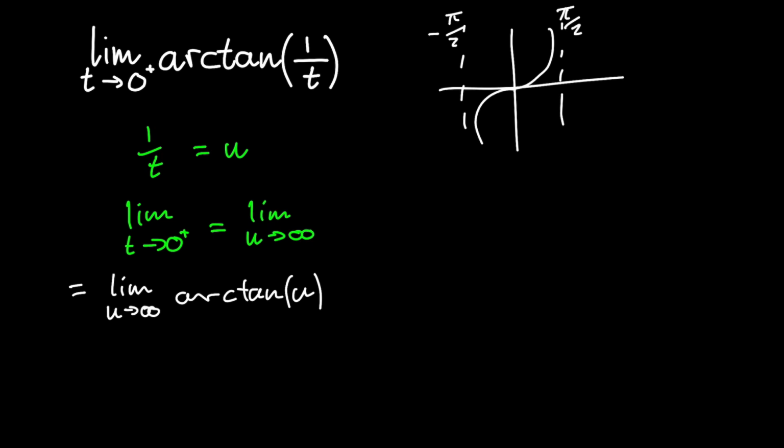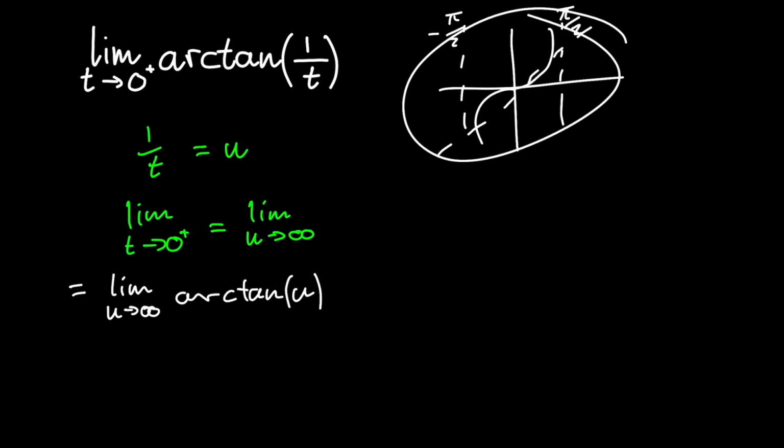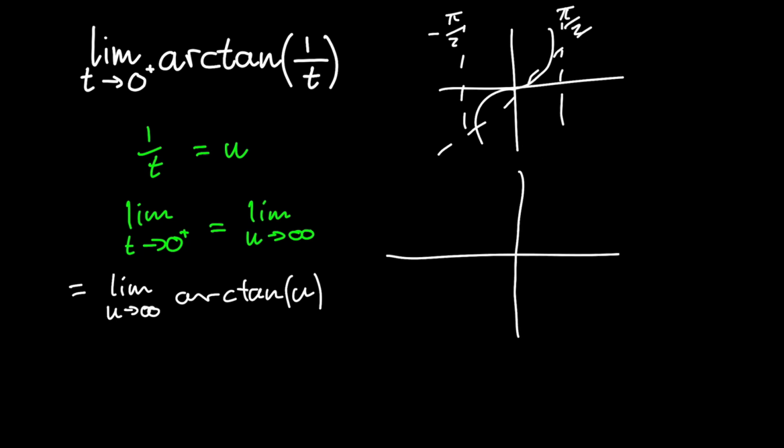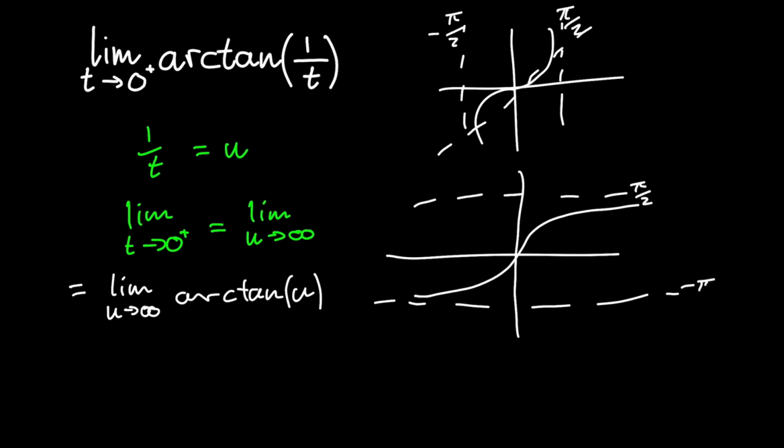Okay, now the arctan graph is the inverse of the tan. So it's the tan graph reflected about the y equals x line. So that yields us a graph that looks something like this, where this line now is pi by 2, and this line now is negative pi by 2.